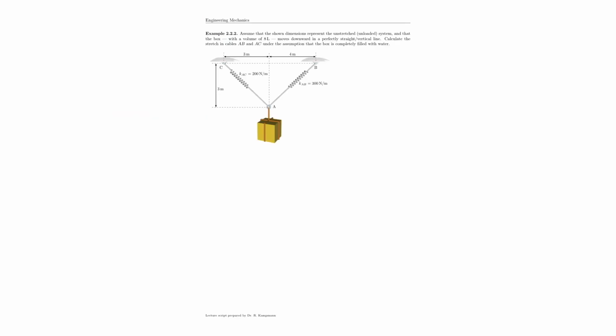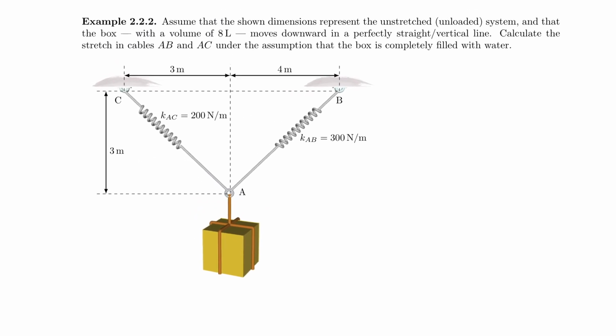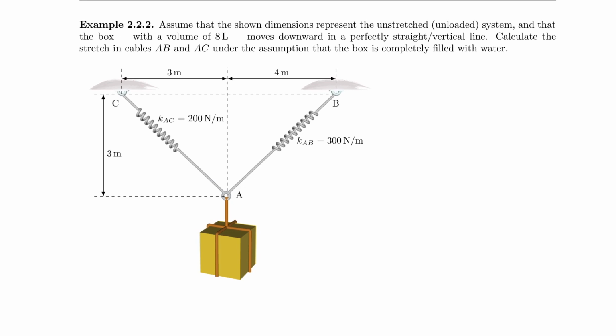All right, our problems become a little bit more interesting now. We are now looking at a problem where we have a box hanging on two cables that are both under an angle. In fact, they are described by their relations here, 3, 4, 5 for this one, and this here is 3, 3, and then of course square root of 3 squared plus 3 squared. But we have a box here, and we assume that the dimensions that we see here are the unstretched, unloaded system. And that the box here really can only move downwards in a perfectly straight line.